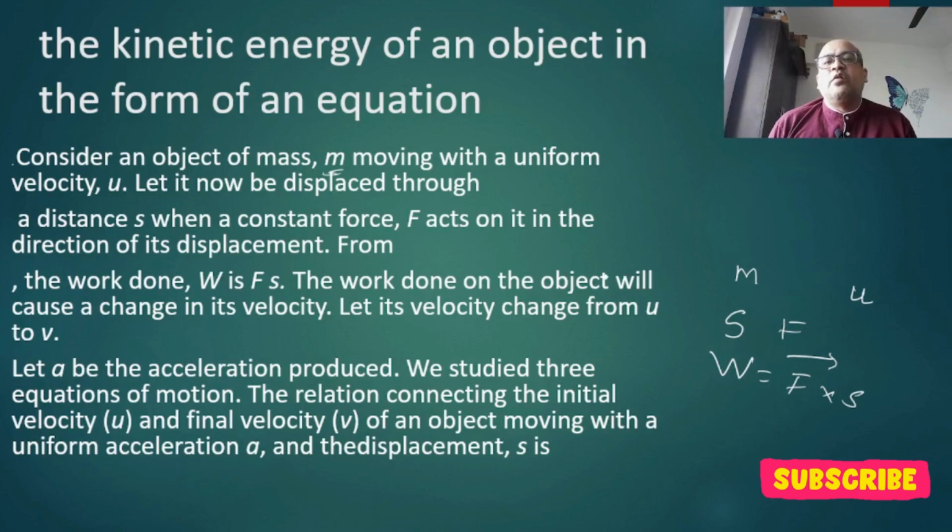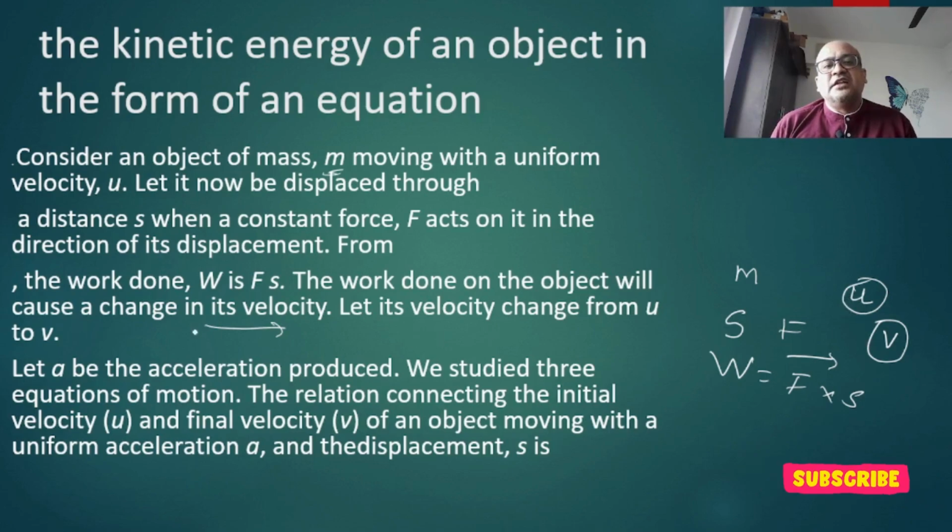The work done on an object will cause a change in its velocity. As the work is being done, what will happen? The change in velocity will happen, right? Let the velocity change from u to v. So v is my final velocity, u is my initial velocity. Then if the velocity changes, acceleration is generated. So a is the acceleration produced.